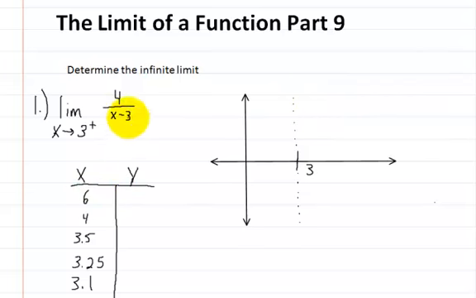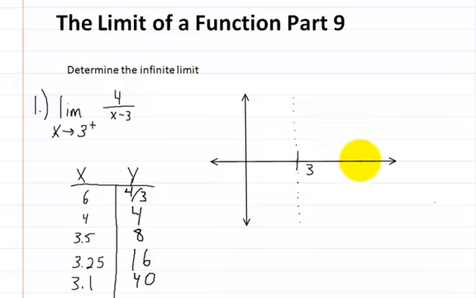So if you plug 6 in right here, you're going to get 4/3. So here's 4/3. If you plugged 4 in here, you're going to get 4 right there. If you plug in 3.5 into here, you're going to get 8. So that's going to multiply. That's going to be 16. And that'll be 40.